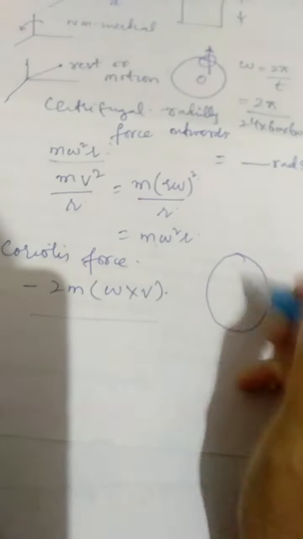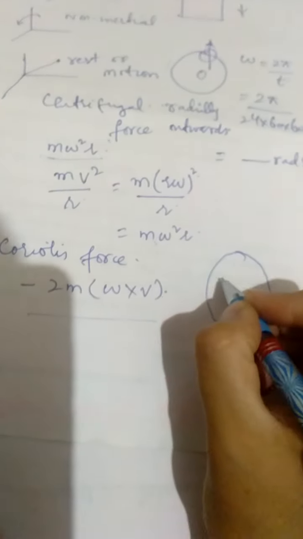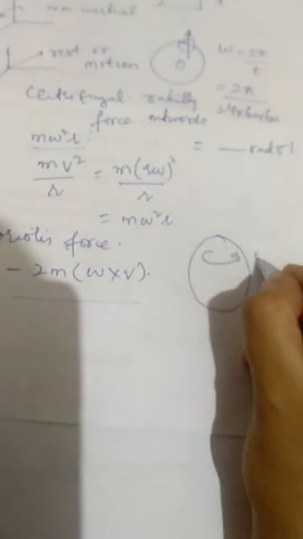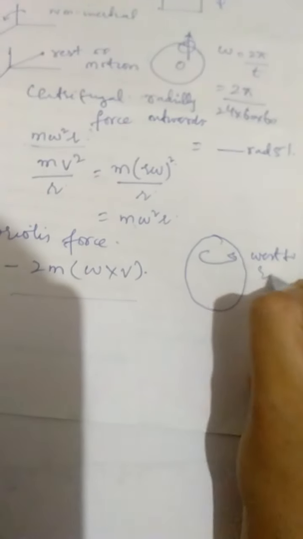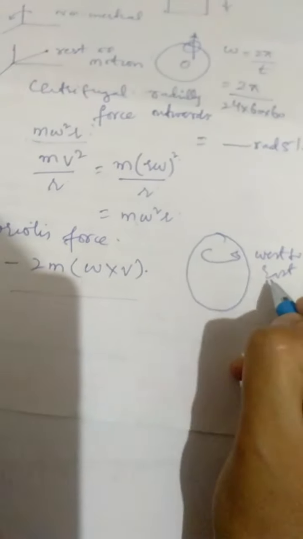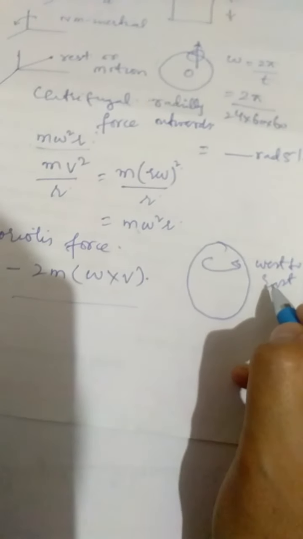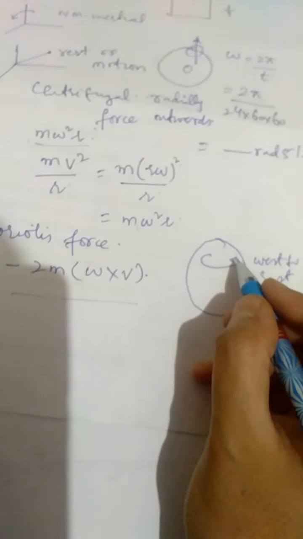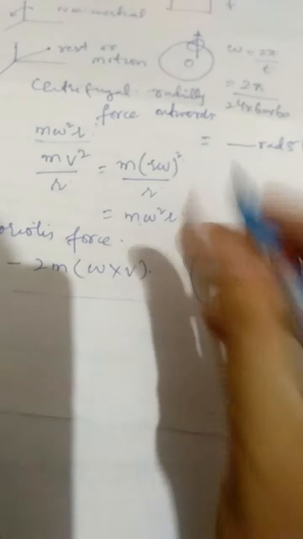It's rotating about its own axis. Remember, the direction of rotation of Earth is from west to east. Remember, west to east. By west, we always mean the negative direction of x-axis. By east, we mean the positive direction of x-axis, right? So the Earth is rotating from west to east along its axis, right?